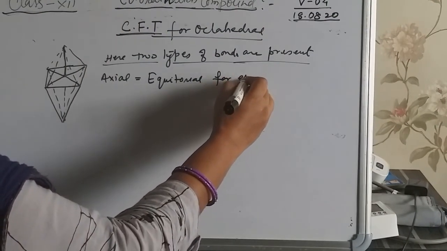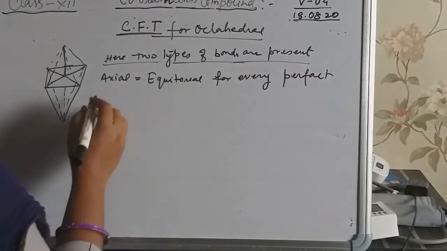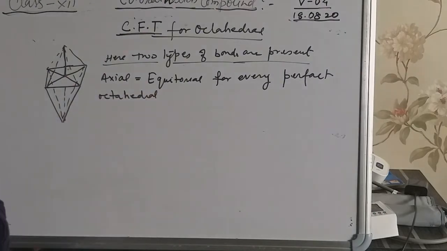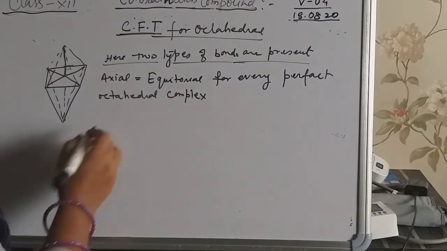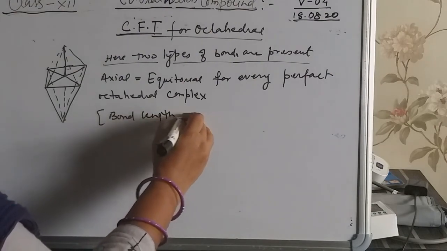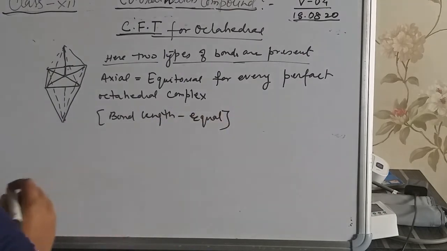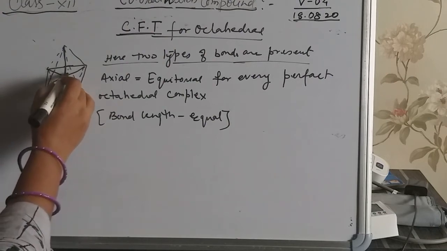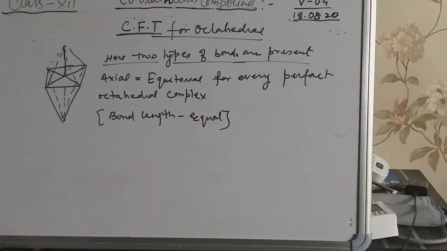For every perfect octahedral complex, bond lengths should be equal. All bond angles are at 90 degree. This 90 degree, this 90 degree, this 90 degree. So all bond lengths are equal.